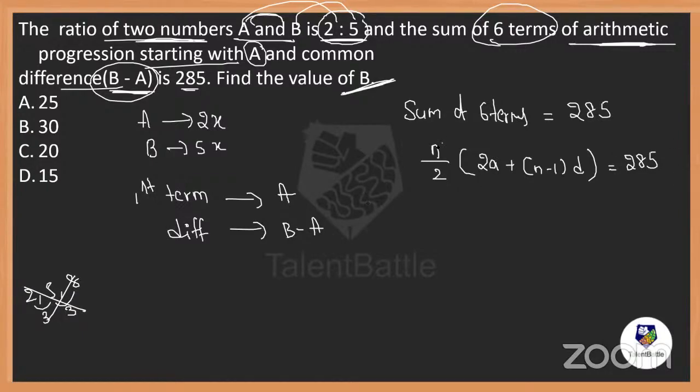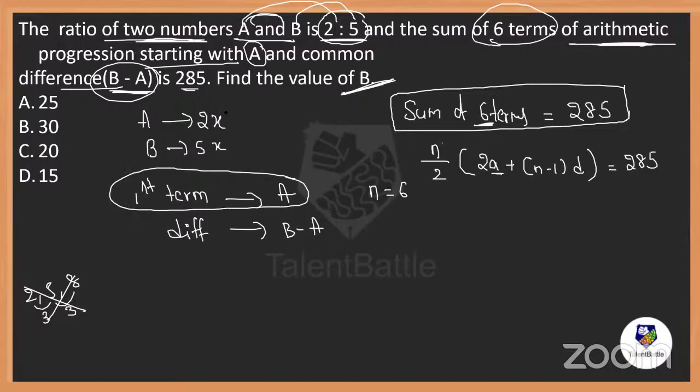Here n is the number of terms. So what is the value of n here? The sum of 6 terms they told you. The number of terms is 6 here. So the value of n is equal to 6. And a is the first term. A is called the first term. They clearly gave us the first term is a, which is 2x.